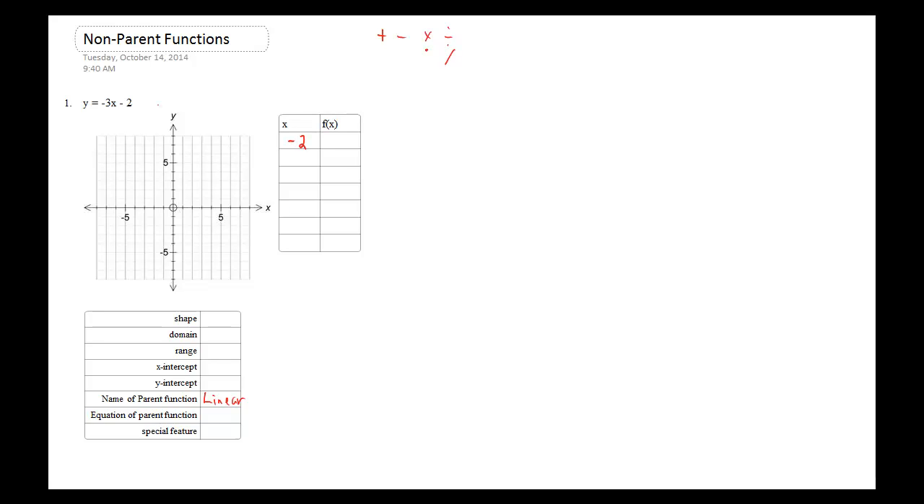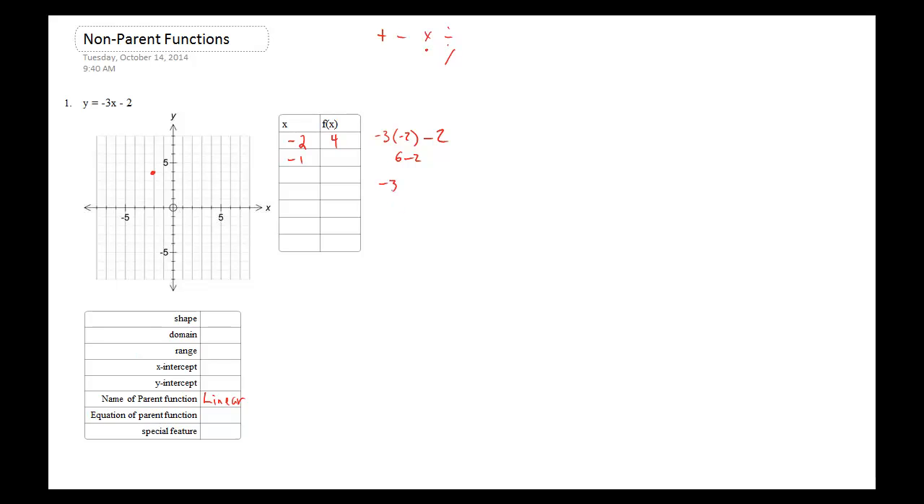Let's put in -2 for x. So I'm going to go -3 times -2 minus 2. I'm just taking -2 and putting it in for x, substitution, what you learned in our first unit. -3 times -2, negative times negative is +6, minus 2 is 4. Okay, so I go to that point, -2, 4, and I put a point there. All right, let's try -1.